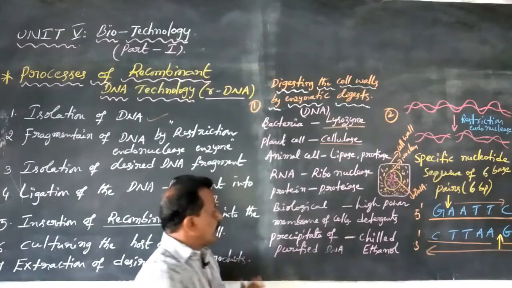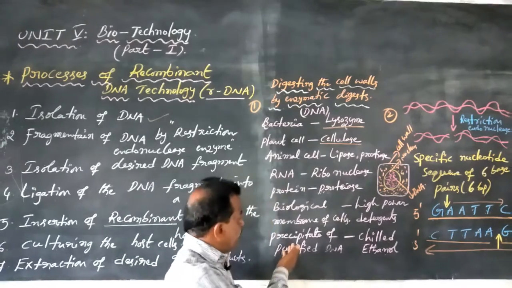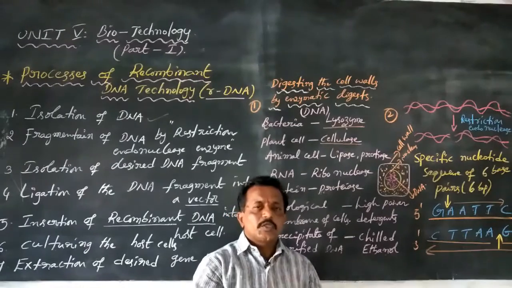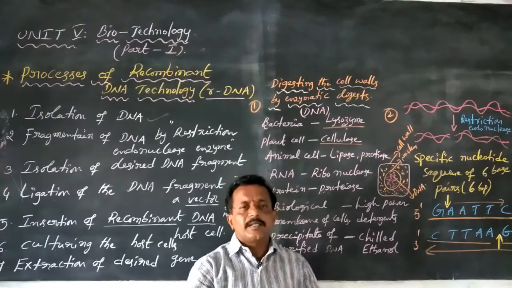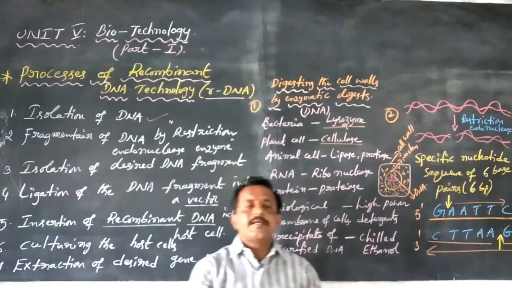And finally, precipitation of purified DNA. How to precipitate purified DNA? Chilled ethanol is added, and then the purified DNA is easily precipitated.